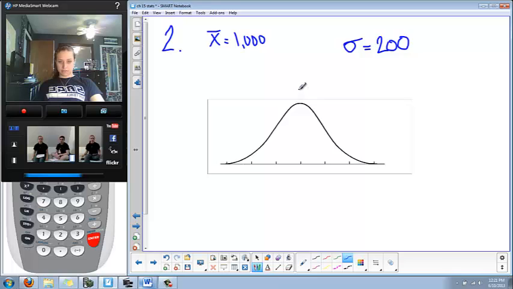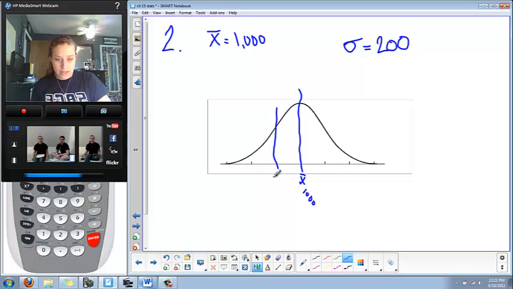Well, let's think about this. This line right down the middle represents my average, my X bar. That's 1,000 hours right there. And then it's asking me something about 600 hours or fewer. So am I going to go above 1,000? No, I'm going to go below 1,000. So if this is 1 standard deviation below the mean, I would take 1,000 minus 200. That would be approximately 800 hours. That's not at 600 yet.